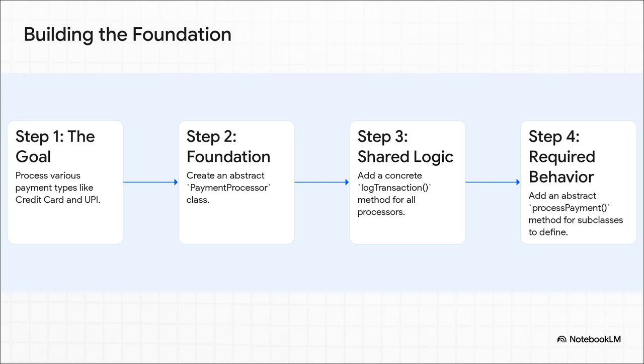But actually processing the payment? Well, that's totally different for a credit card versus UPI. So we make process payment an abstract method, forcing each specific payment type to figure that out on its own.